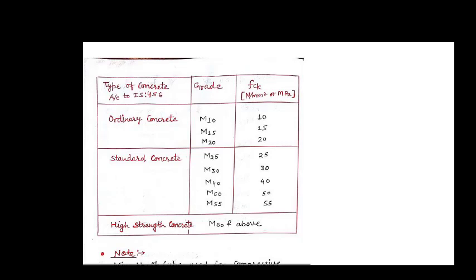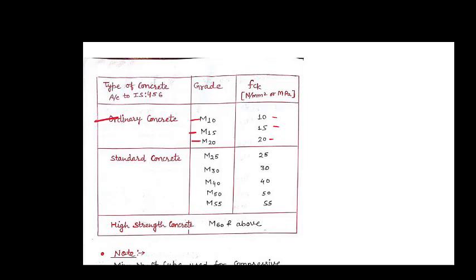So first of all, there is an ordinary concrete. The ordinary concrete has grades M10, M15 and M20. These types of grades are used for ordinary construction, and its characteristic strength at 28 days is 10, 15 and 20. All these values are in Newton per mm square or megapascal.